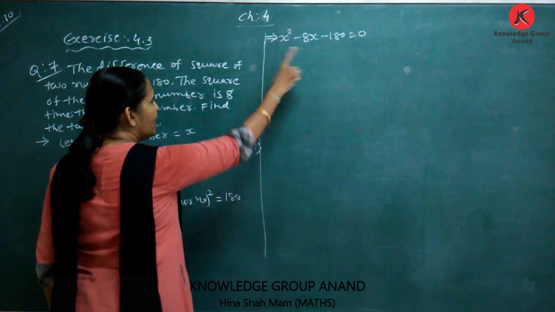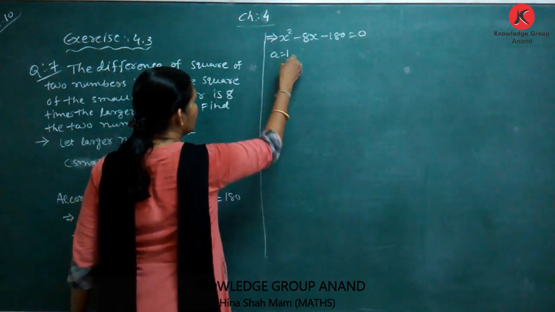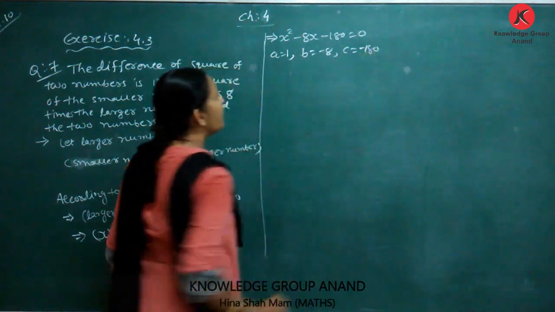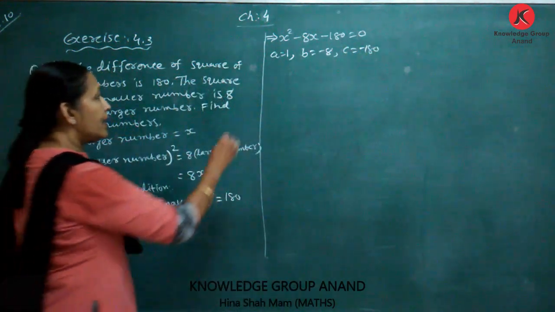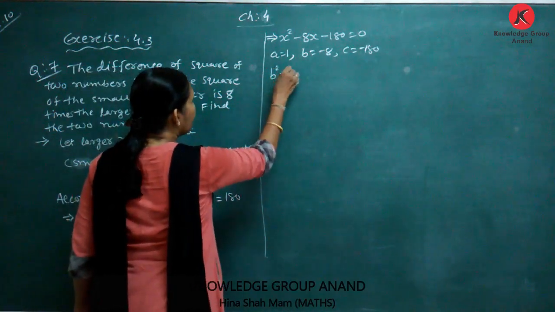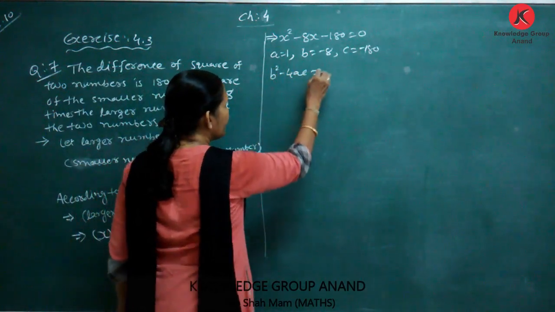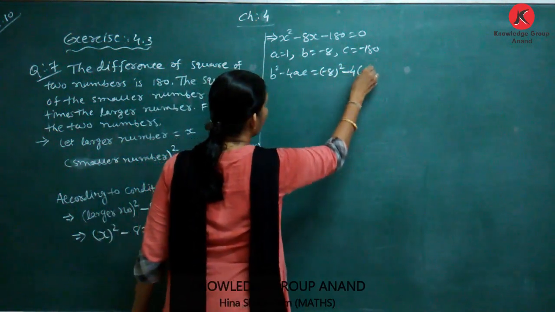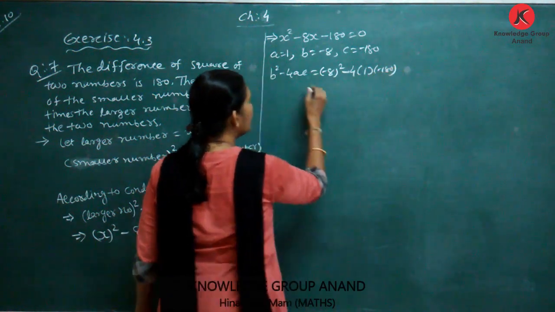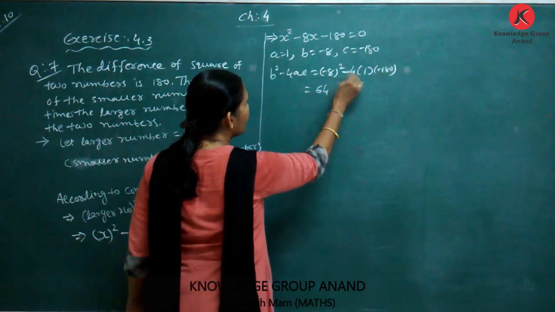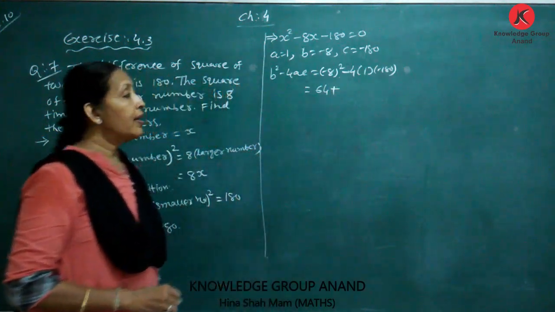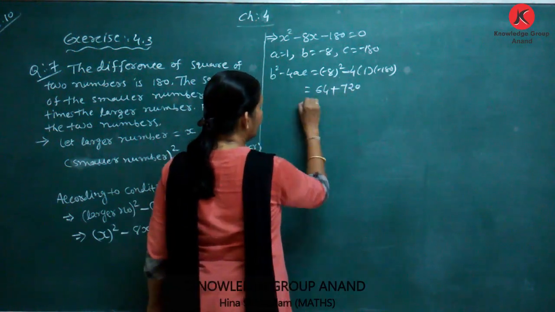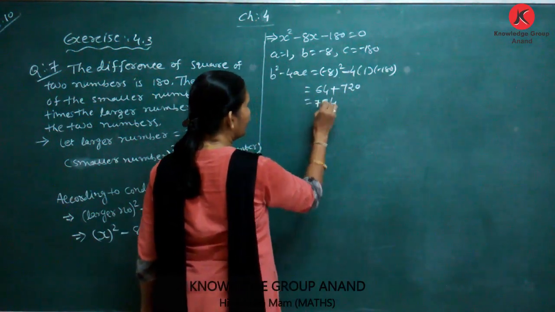Now x square minus 8x minus 180. Here a is equal to 1, b is equal to minus 8, c is equal to minus 180. Now b square minus 4ac: minus 8 square minus 4 into 1 into minus 180, which is 64 plus 720, equal to 784.